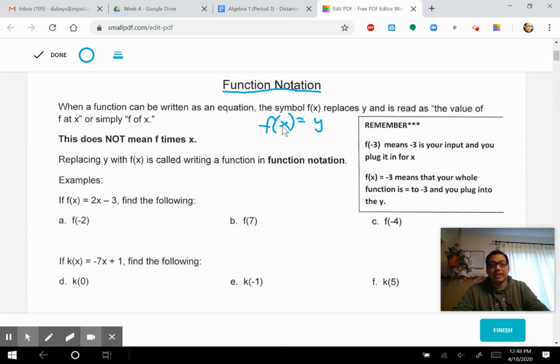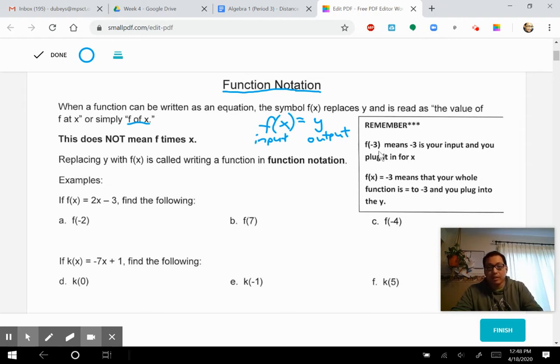And what this means is that x is our input. It's a little strange to write here. But x is our input, and y is our output, or whatever is on the other side of the equal sign is our output. And this is read as f of x. F of x. This is how we would read this.